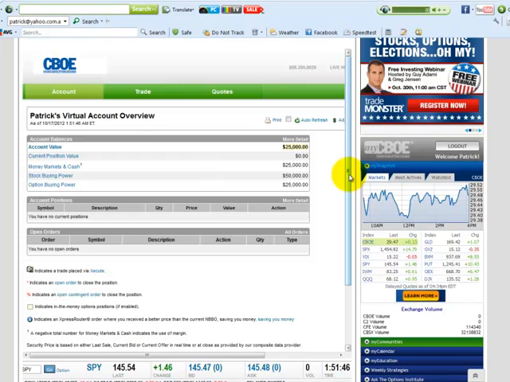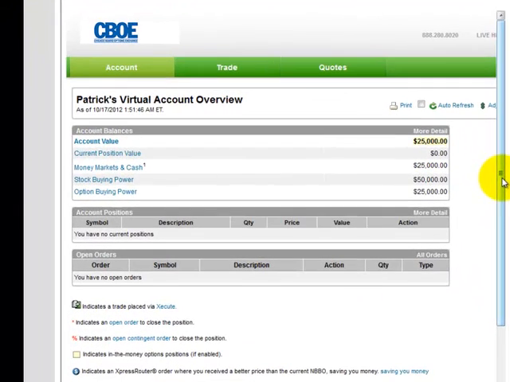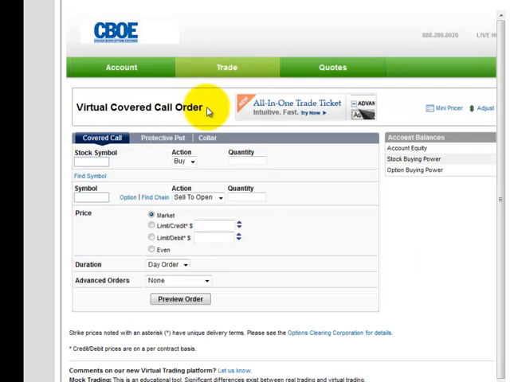Now, for most of you, what you'll be using this for is to learn share renting. So let's have a look at how we're going to get into a share renting trade. So what we're going to do is go up here, and with share renting, it's a covered call, as we know. So we can just choose covered call right there. And up comes our trade ticket.